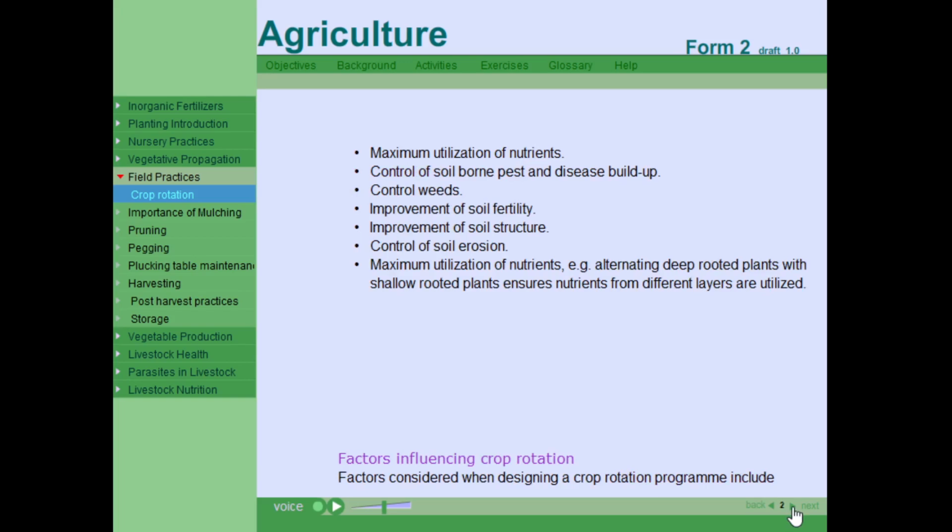Importance of crop rotation: maximum utilization of nutrients, control of soil-borne pests and diseases build-up, control of weeds, improvement of soil fertility, improvement of soil structure, and control of soil erosion. Maximum utilization of nutrients, for example, alternating deep-rooted plants with shallow-rooted plants ensures nutrients from different layers are utilized.